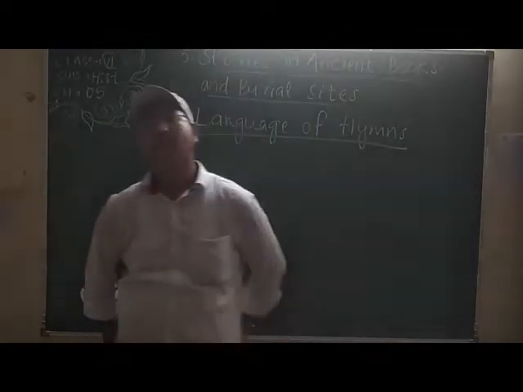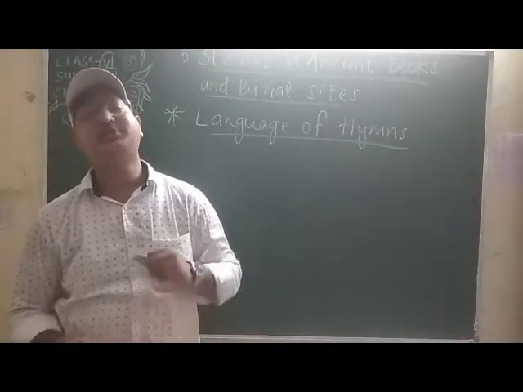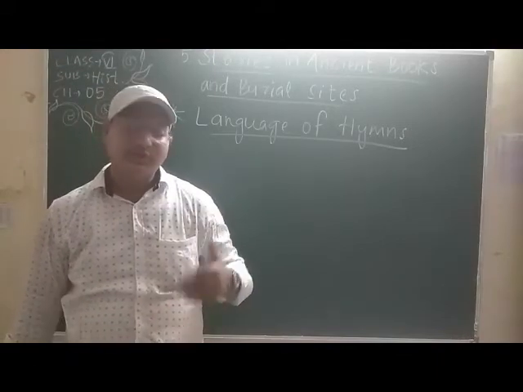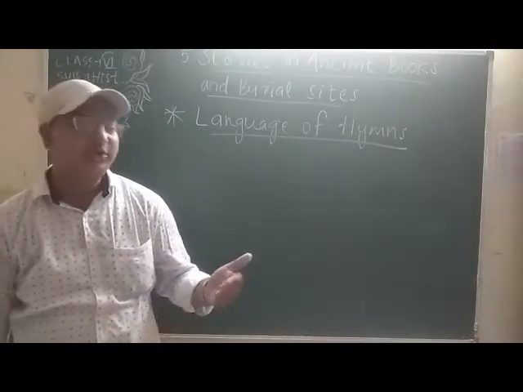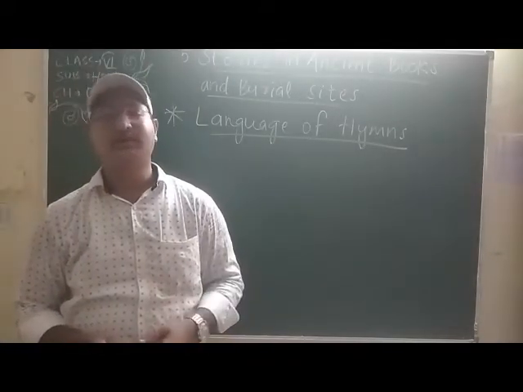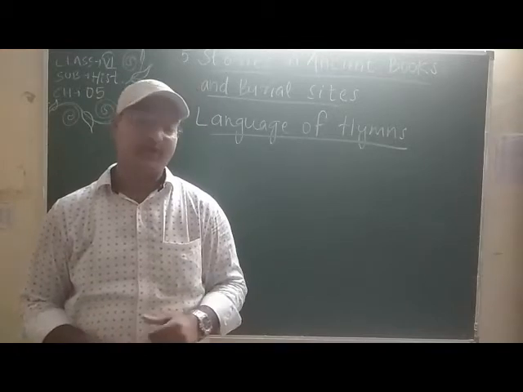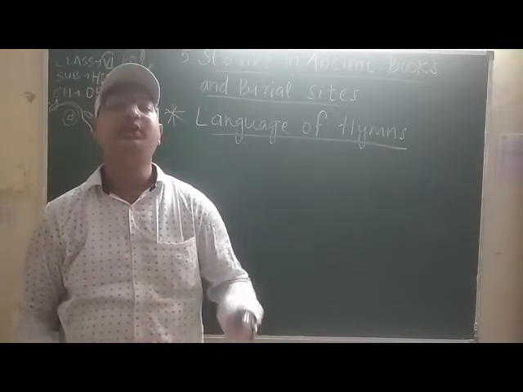Language of hymns. What was the language of the hymns? Students, nowadays we speak different types of languages, 1,000 types of dialects. Dialect means boli. I will give you an example of Chhattisgarhi. Chhattisgarhi is a boli. It can be called a dialect. They don't have their own script like Odia, like Hindi, like Gujarati, like Telugu.